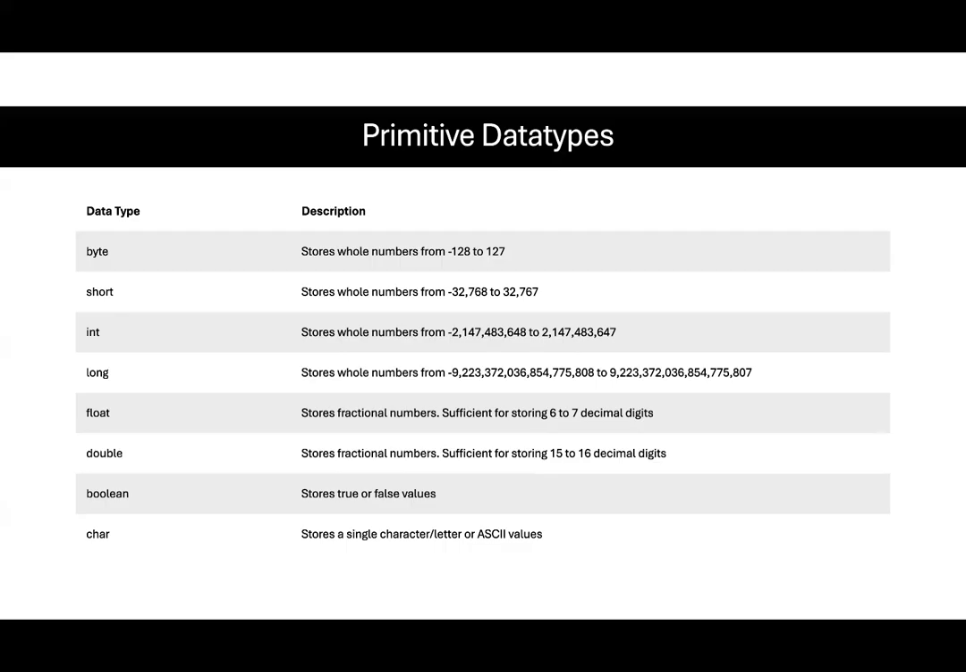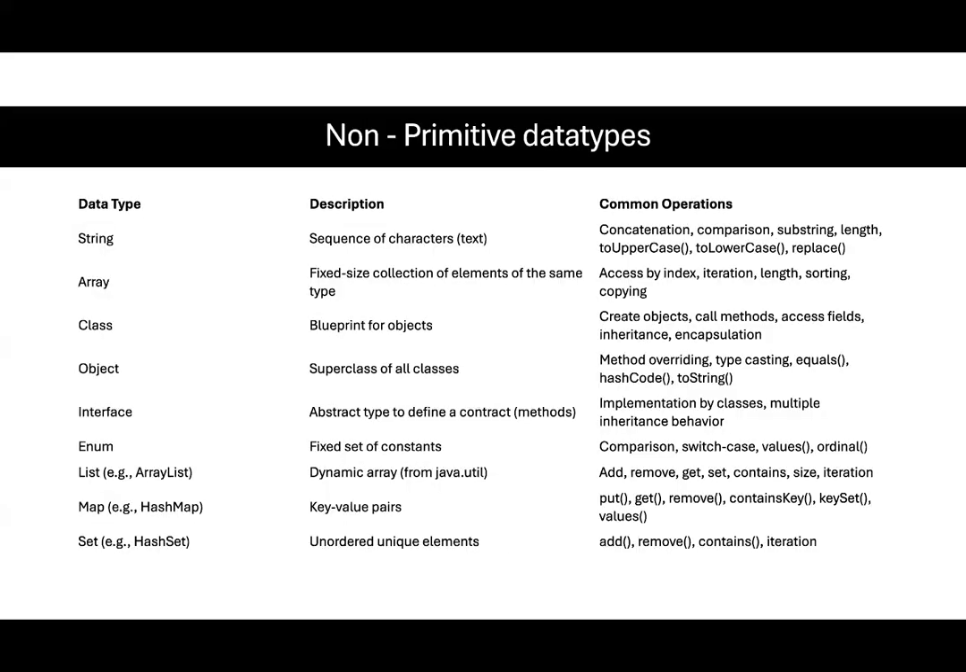Again, we have the long. It stores a whole number too, but with an even greater range. This is similar to what we discussed in the previous class regarding double and float. For whole numbers, we have integer and long. Float is used to store decimal digits, 6 to 7 decimal digits. Double is used to store 15 to 16 decimal digits. Boolean can store only two values, either true or false. Then we have char, which is used to store a single letter or alphabet.